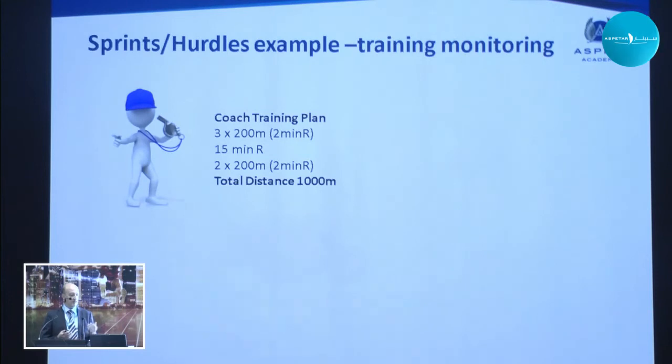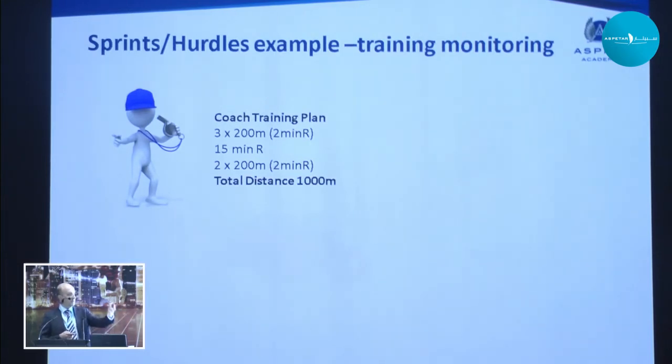So they say, okay, today I'm going to do 3 times 200 meters, 15 minutes rest, 2 times 200 meters, 2 minutes rest in between. So if we use this information, the athlete should run about 1,000 meters, right? So that's what we do. If we put that into a database, this is what we calculate as a total volume. I work with coaches here, so this is what happens.